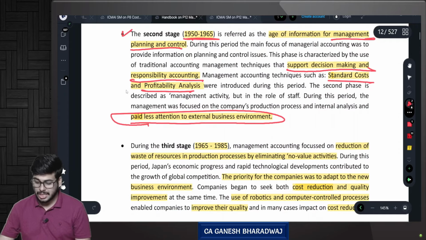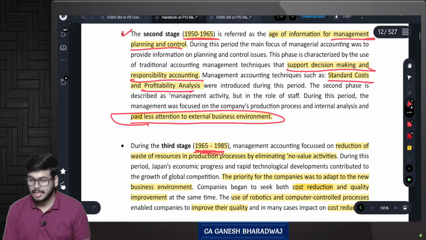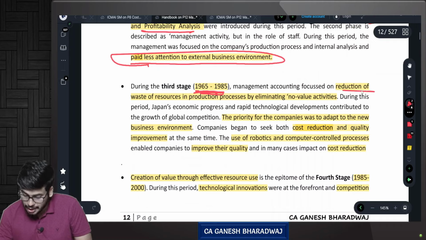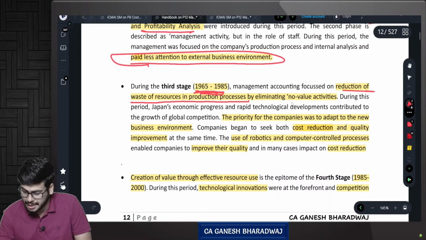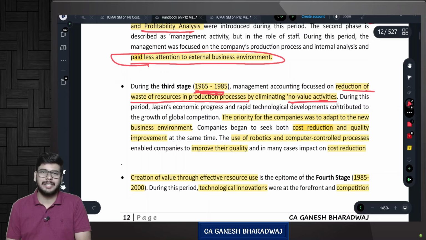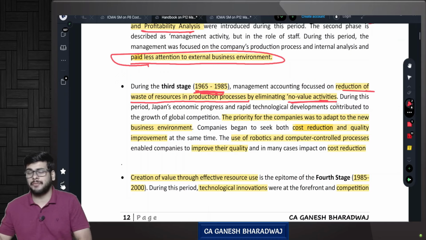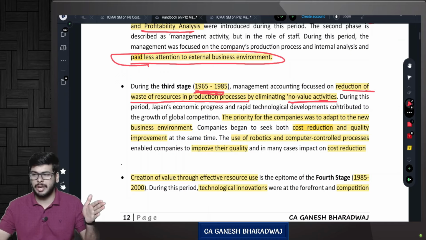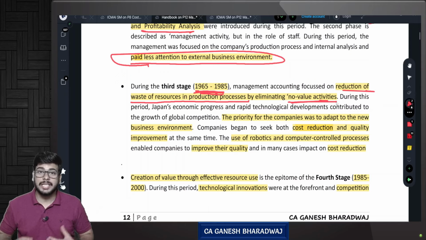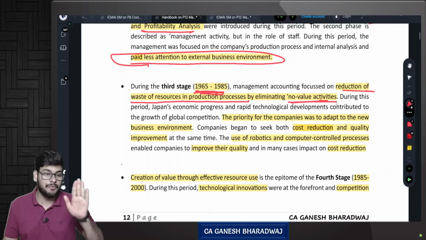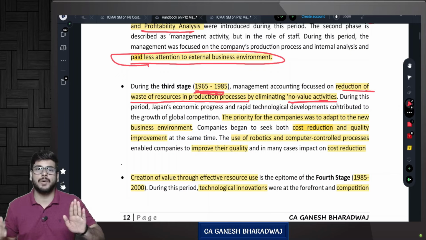Now in the third stage, for the next 20 years, 1965 to 85, the focus was on reduction of waste of resources in the production processes by eliminating non-value-added activities. For you to produce a product, to convert it from raw material to finished goods, there are a lot of activities that need to be undertaken. Now what they did was they started analyzing every activity. They classified the activities into value-added activities and non-value-added activities.